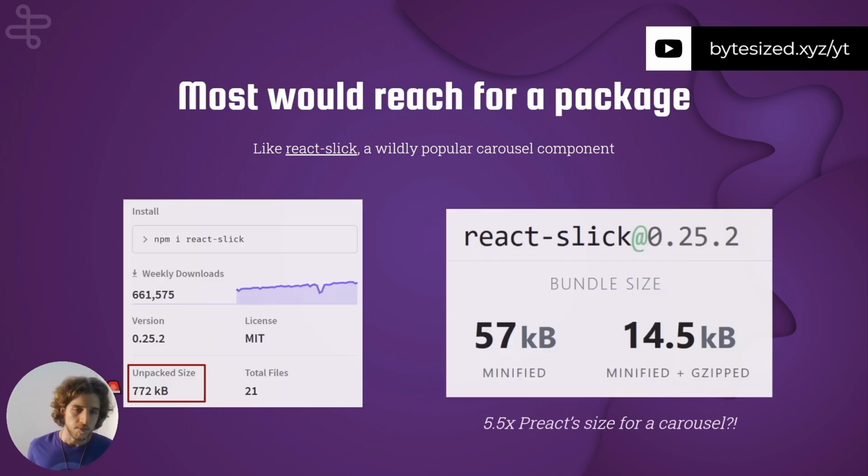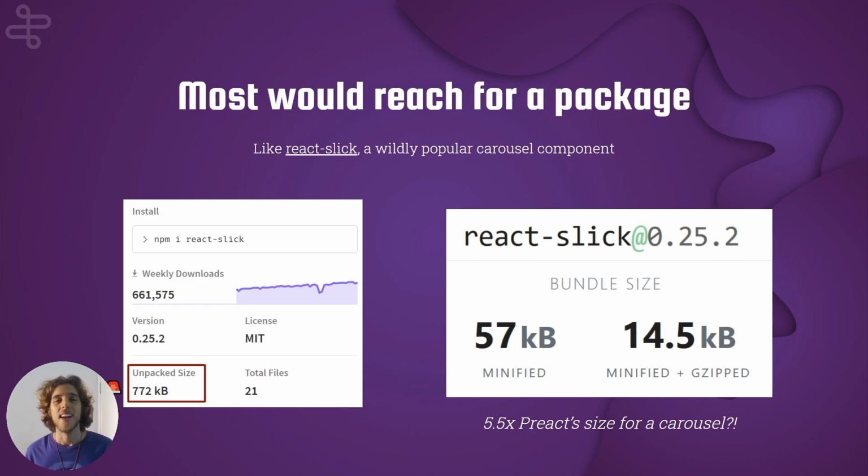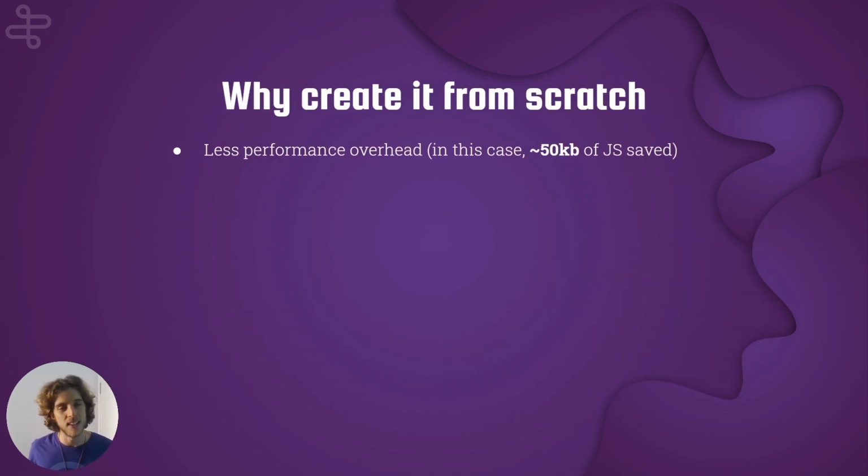React Slick's download size, like npm install, is 700 kilobytes, and the bundle size in the end that the browser consumes is 57 kilobytes. This is huge. This is 5.5 times Preact's size for a carousel. So why should you create it from scratch besides the lower performance overhead?